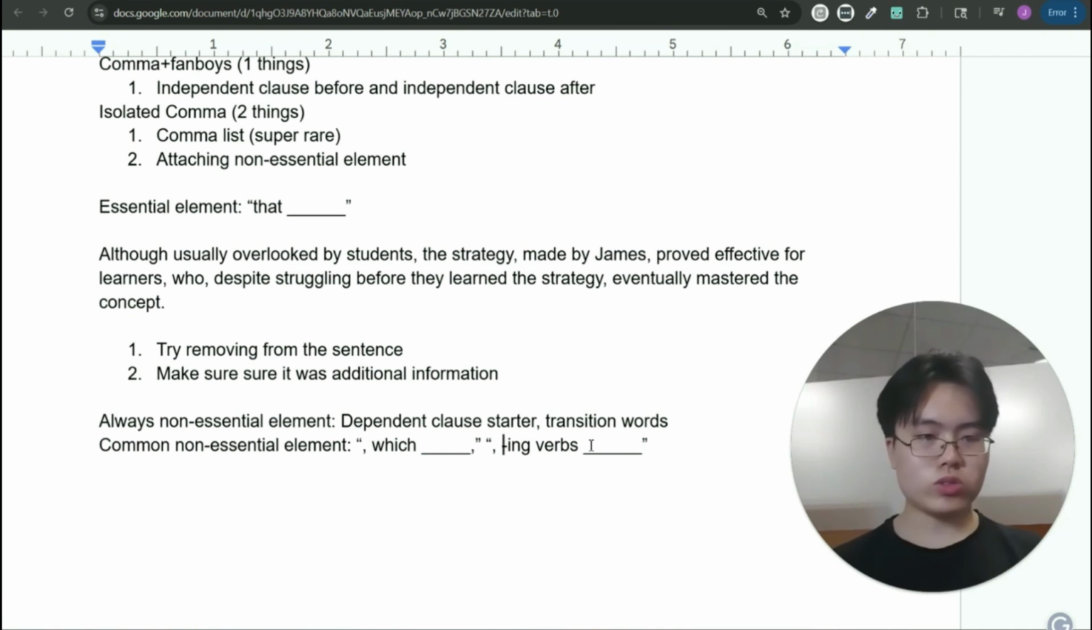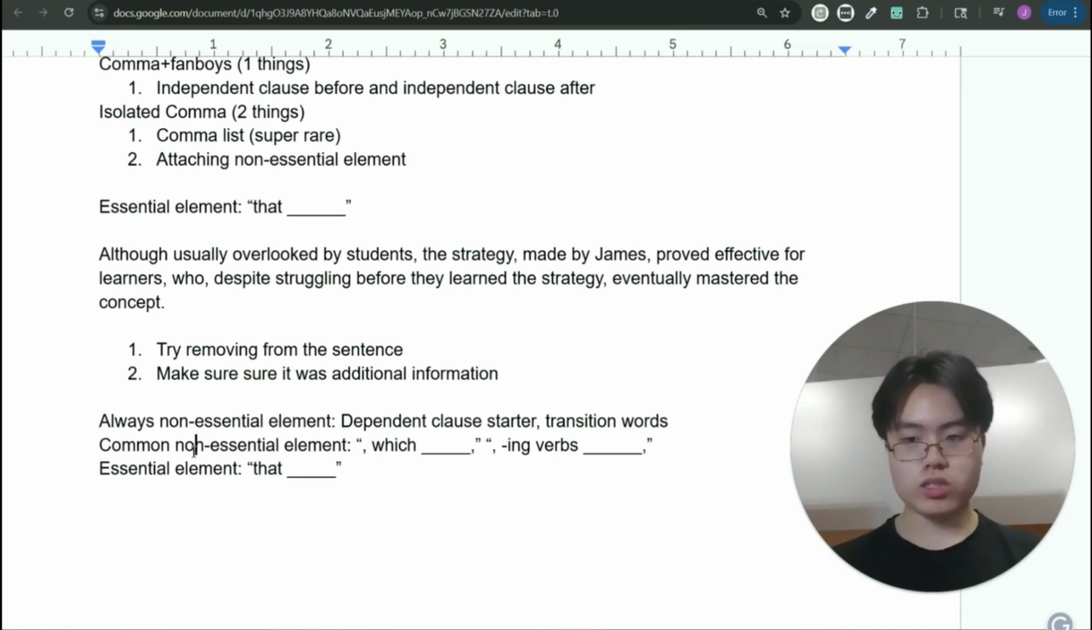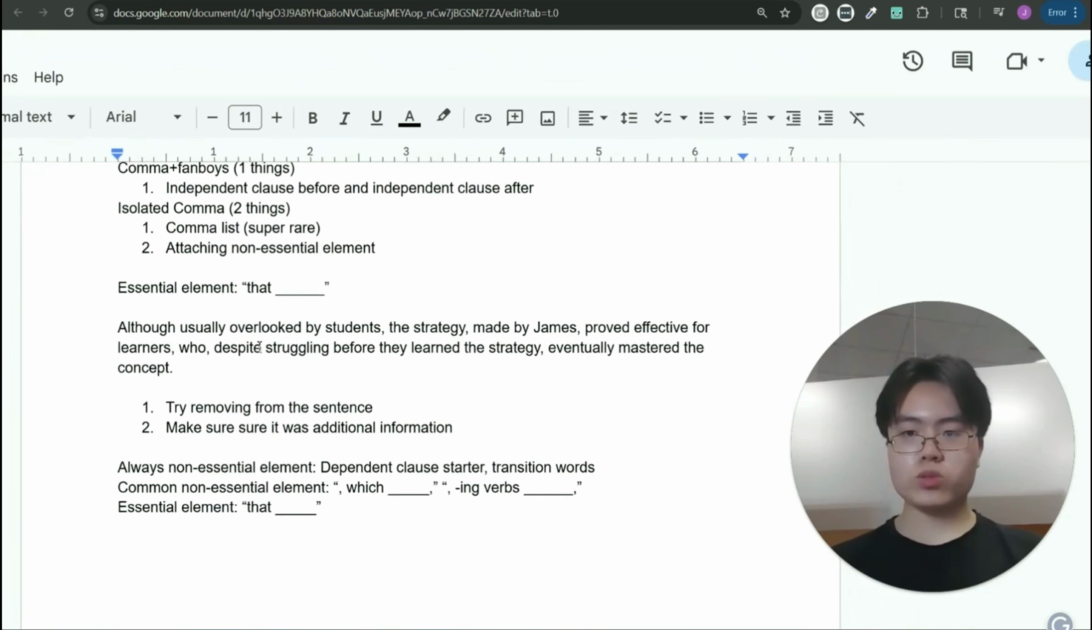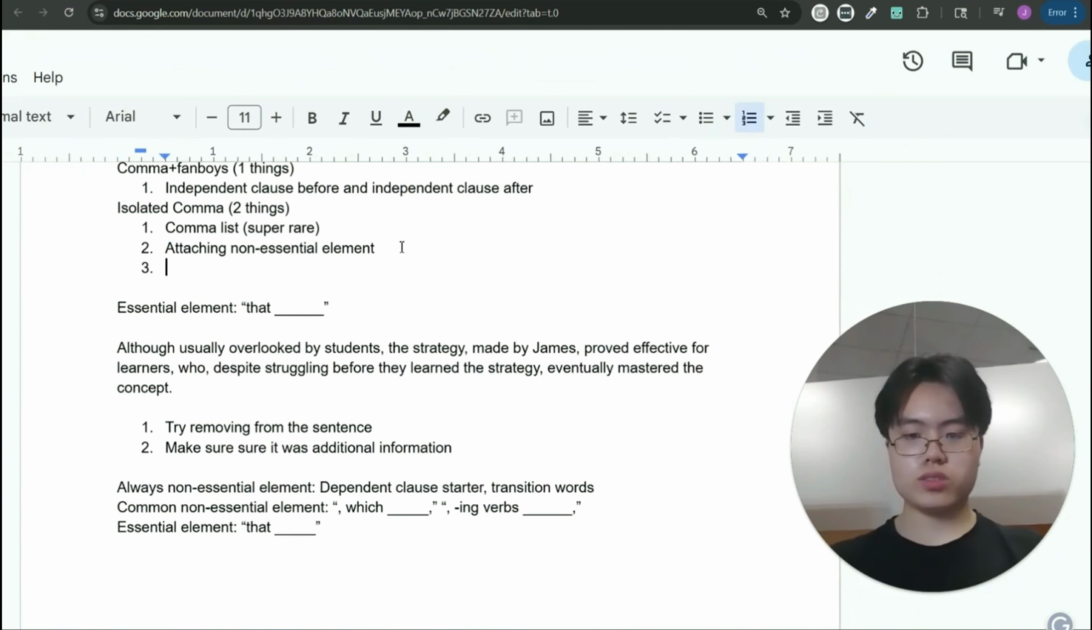It usually sets up additional information too. So usually there is a comma right before an -ing verb, and obviously there would be a comma after too then. Okay. And then don't get these confused with essential elements. Okay, that's the word "that," which I already mentioned, but I'm going to emphasize this again because they do test you on this. So if you see the word "that," there is no comma before it because it's essential and not non-essential. And let's go over the final punctuation mark, which is dashes.